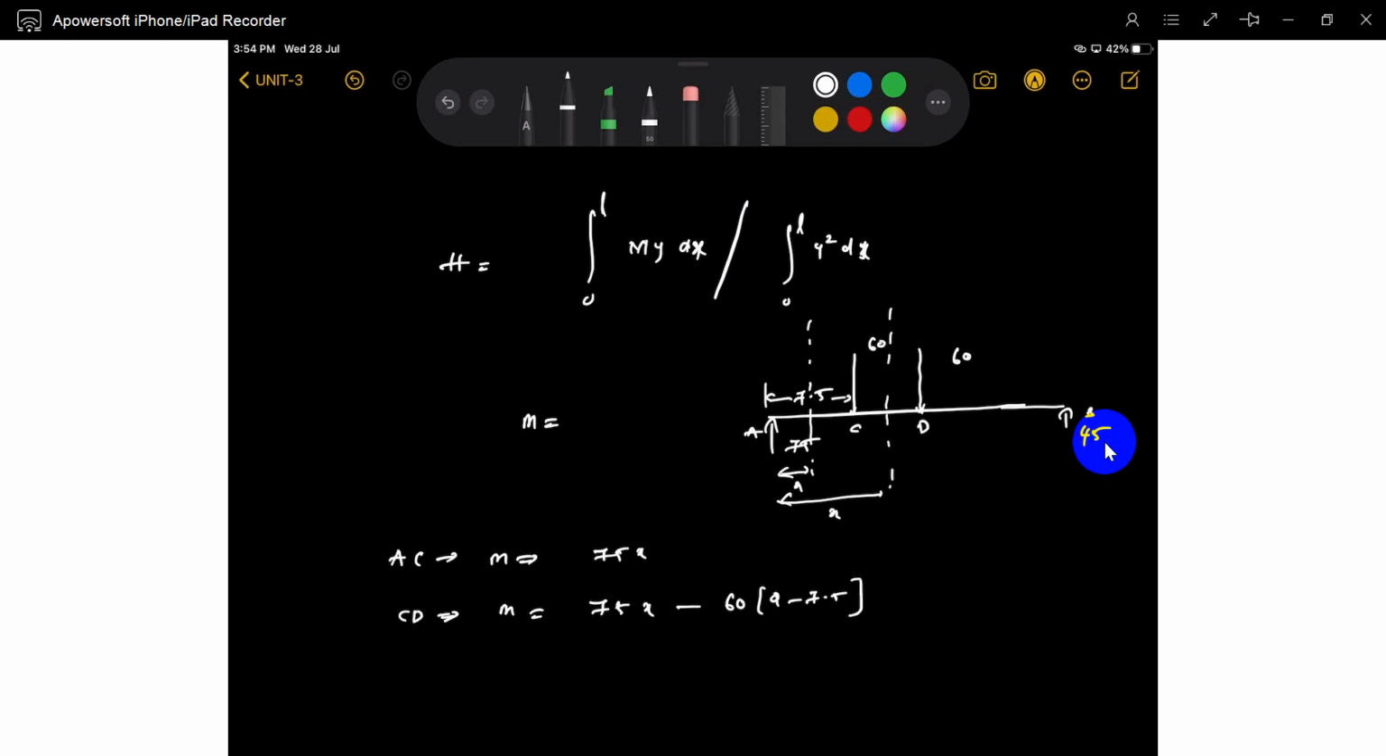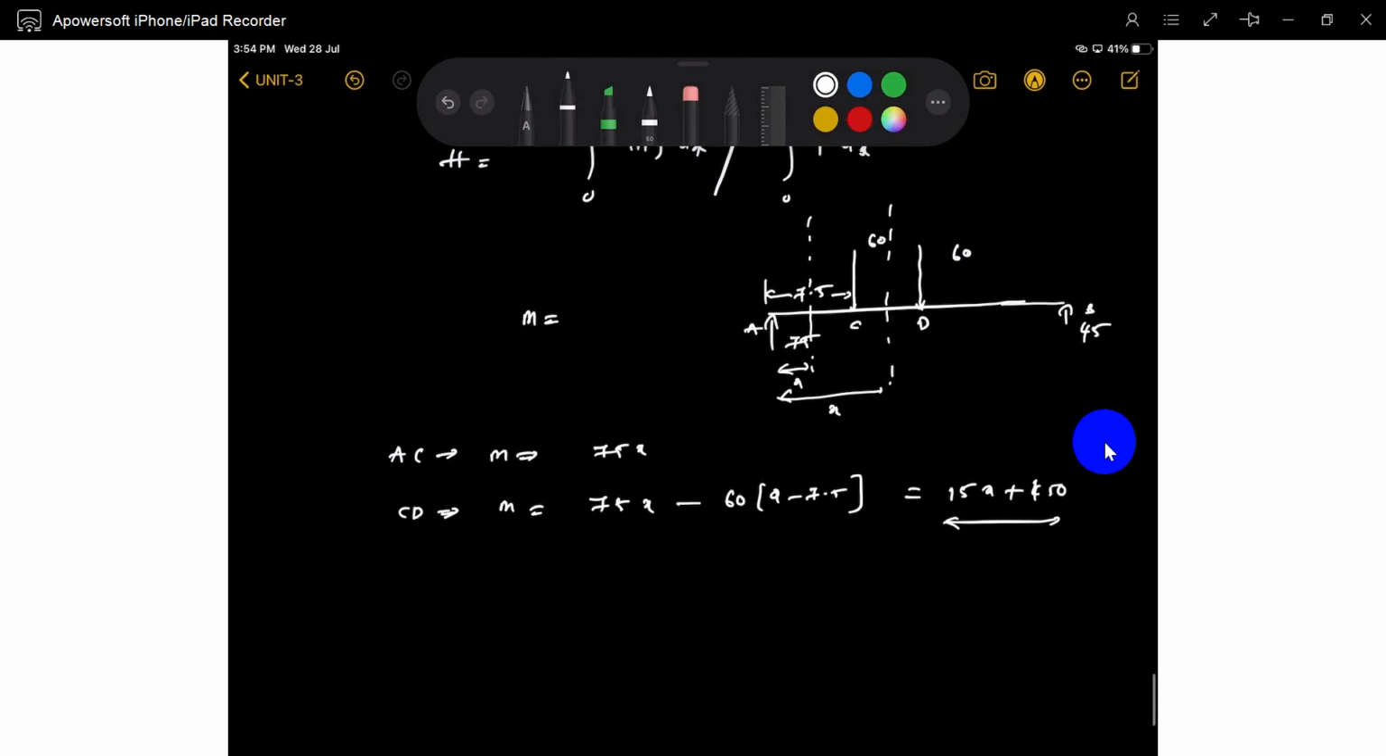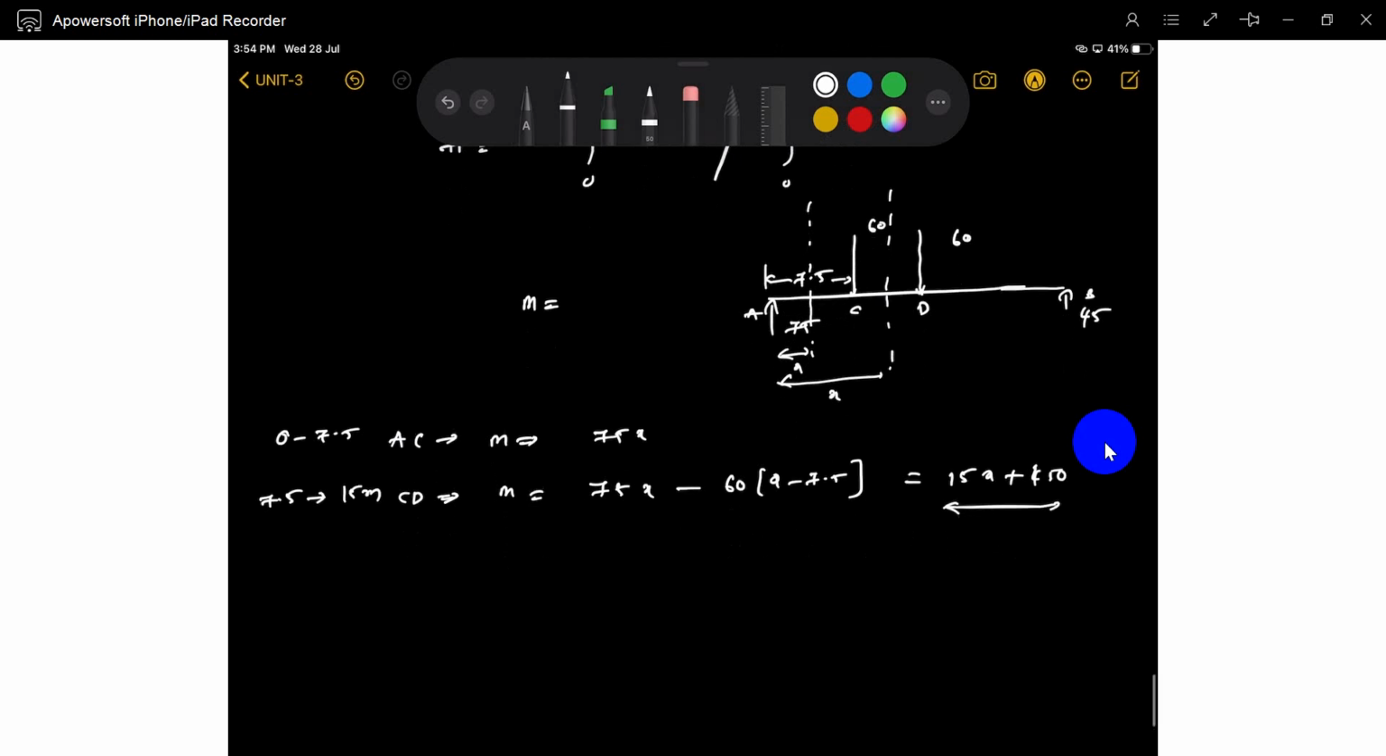Okay, that's it. Solve it. What is 60 into 7.5? That is the value of 450. 75 minus 60, you can write it as 15x plus 450. So if someone gives values, it is an advantage. So 15x plus 450. This is from 0 to 7.5. This is 7.5 to 15.